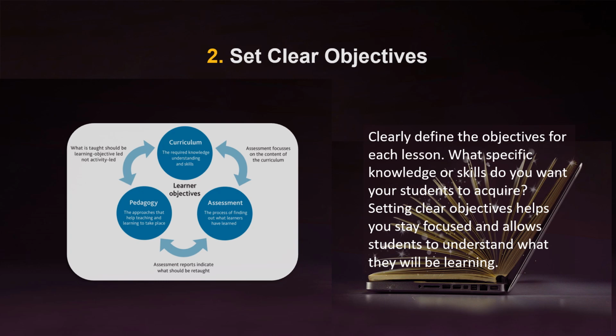2. Set clear objectives. Clearly define the objectives for each lesson. What specific knowledge or skills do you want your students to acquire? Setting clear objectives helps you stay focused and allows students to understand what they will be learning. Here are some examples of setting clear objectives for high school science lessons.